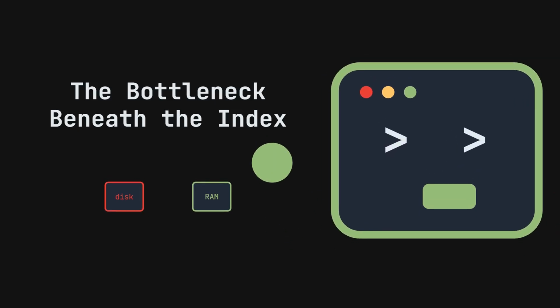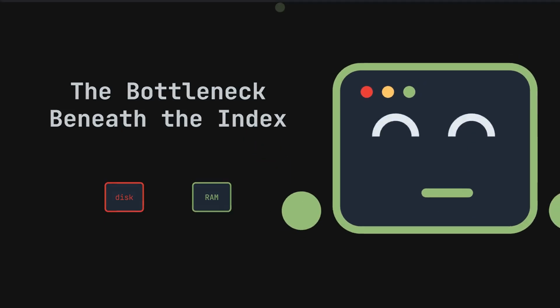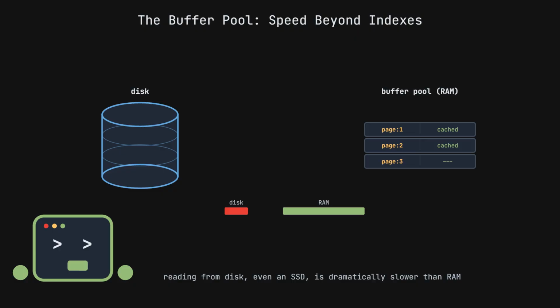Even with a perfect index, one thing can still make your query slow, where the data physically lives. Reading from disk, even a fast SSD, is dramatically slower than reading from memory. That gap is the real bottleneck underneath everything. So databases keep a buffer pool, a big chunk of RAM that holds pages recently read from disk, the way a browser caches images. Ask for that same page again, and the database serves it straight from memory. Disk is never touched a second time.